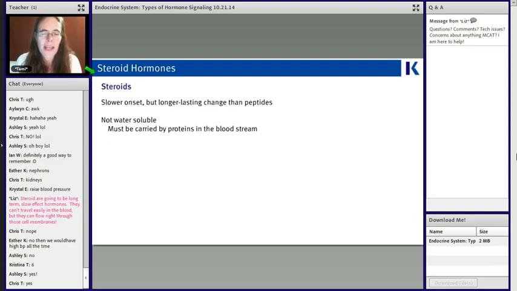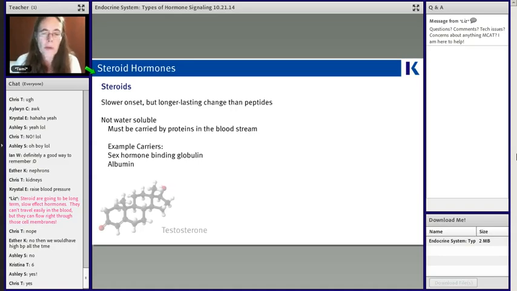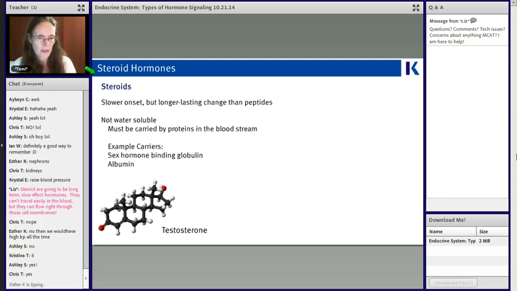So here are some examples of the carriers. A sex hormone can bind to a globulin, or albumin. Albumin is our major plasma protein. We should all know that one. That's a great way to carry some of the hormones in our body. So they have to be carried by a globulin. They can be carried by albumin. So let's look at the structure of this. What do you notice about this hydrocarbon structure here?